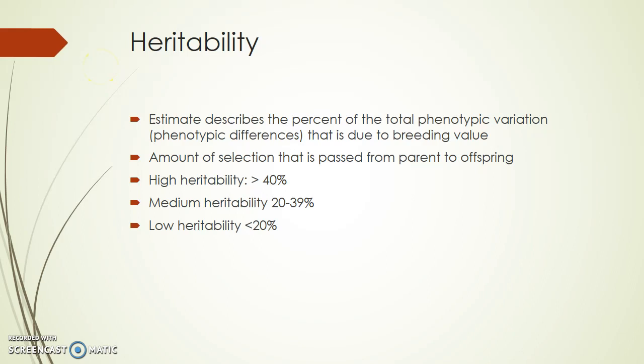A trait that is highly heritable will be 40%. So how much of that trait going from the parent to the offspring, how influential is that going to be? High heritability is over 40. Low heritability is less than 20.